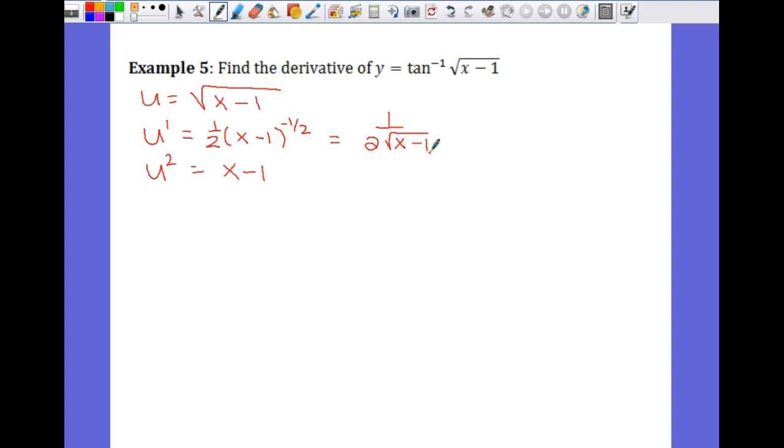The reason this becomes problematic is because now I'm going to get a fraction in a fraction when I take my derivative. The derivative of the inside is 1 minus 0, not 0. So the derivative of x is 1, the derivative of 1 is 0, so it's 1 minus 0.